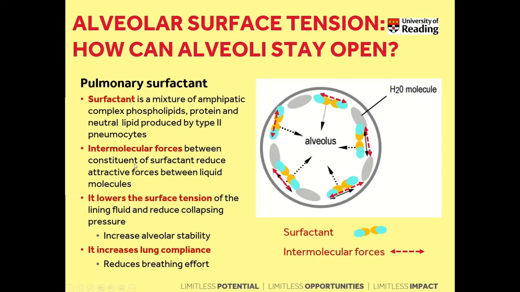So basically the surfactant is able to reduce the attractive forces between the liquid that is lining the alveoli. And by doing so, it is able to reduce the surface tension. Therefore, the surfactant will be able to reduce the collapsing pressure of the alveoli, so it will increase alveolar stability. And also, the surfactant is important because it will increase the lung compliance, so it's easier to breathe.